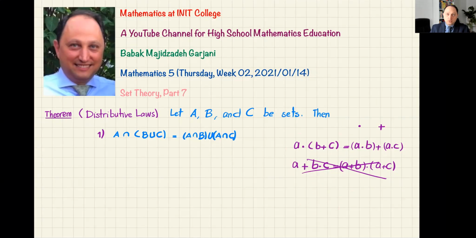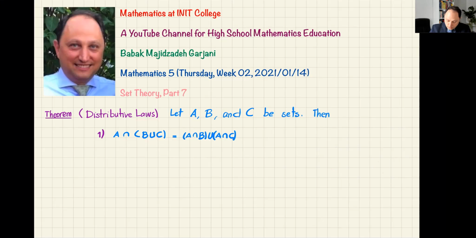But when it comes to sets, intersection is distributive over union, and the other way around. Union is also distributive over intersection. So this is why I have written distributive laws, because we have two of them. Okay, so let me clean this. We don't need this anymore.